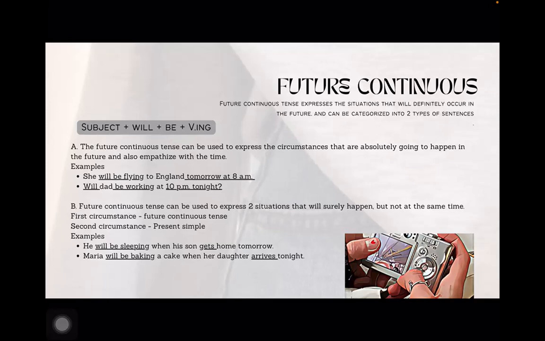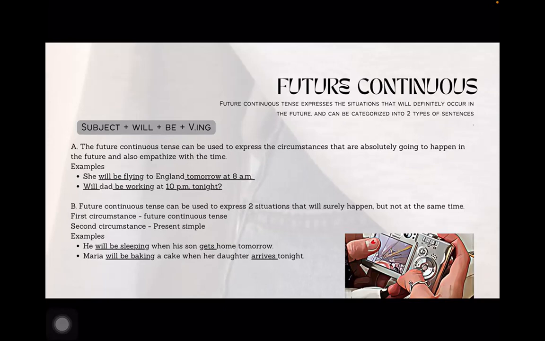First, the future continuous tense can be used to express the circumstances that are absolutely going to happen in the future, and also emphasize the time. For example, she will be flying to England tomorrow at 8 a.m.